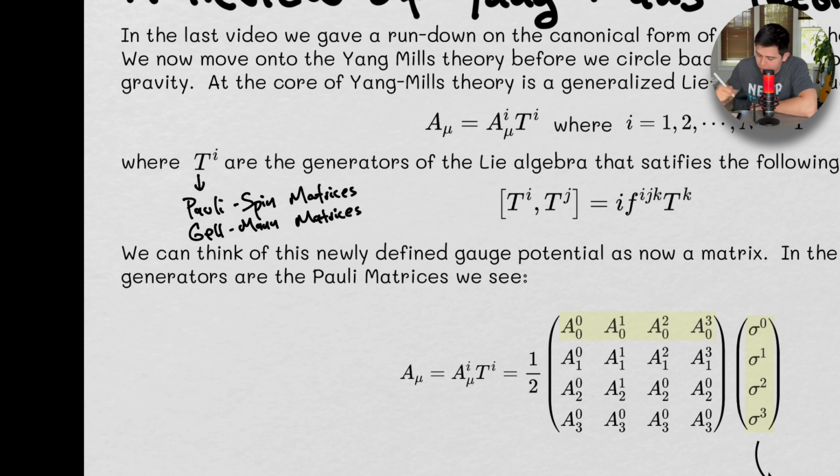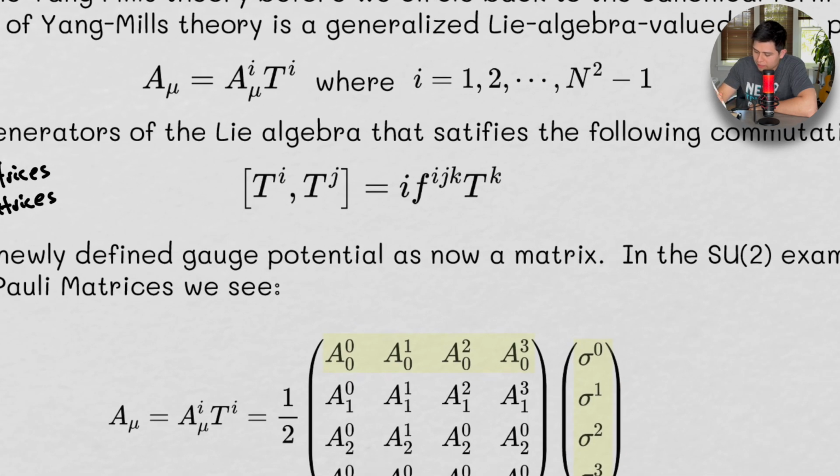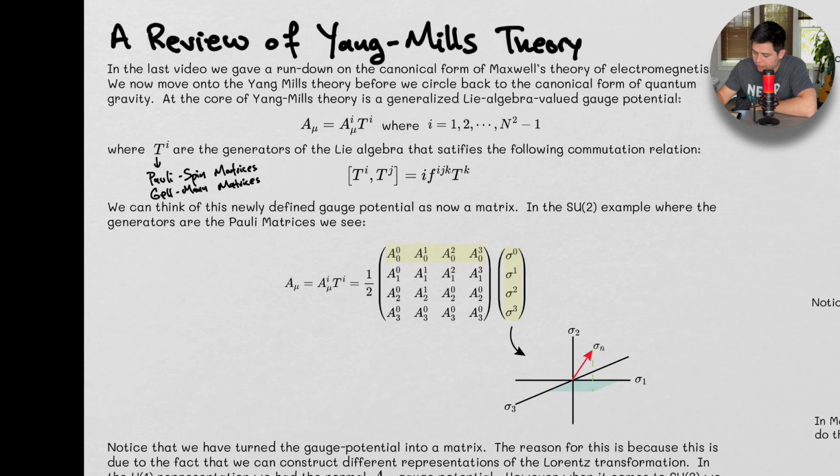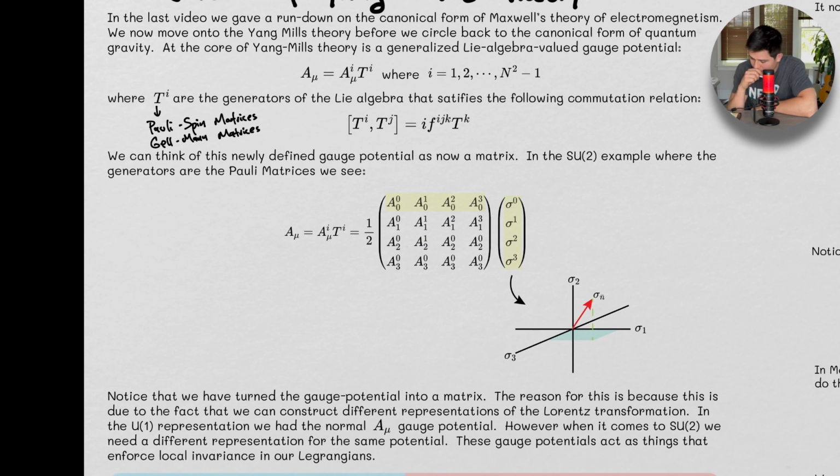What these really are, though, are representations of a type of transformation, namely Lorentz transformation in a complex form. They obey this Lie algebra. We're not going to derive this Lie algebra right now. We're just saying that at the core of Yang-Mills theory are different representations of the Lorentz algebra, essentially.